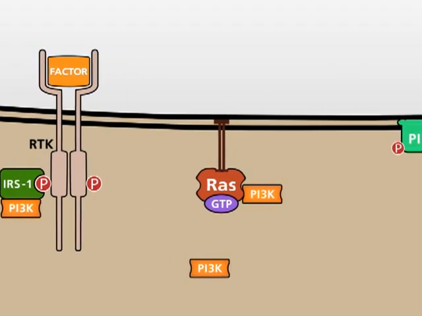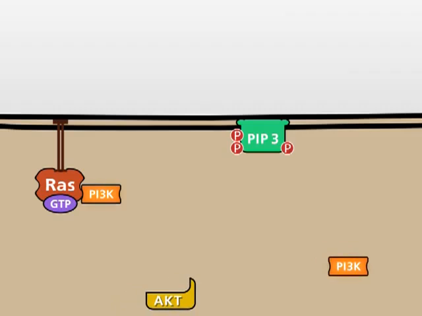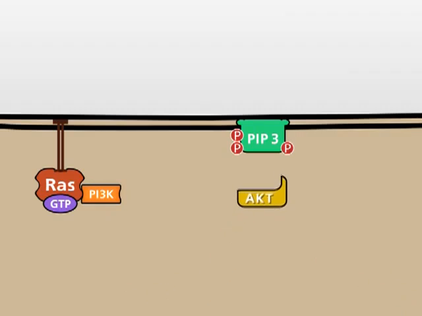The active PI3 kinase migrates to the inner side of the cell membrane and binds to phosphatidylinositol 4,5 bisphosphate or PIP2, which is a regular component of the membrane and is anchored by its 2 fatty acids in the lipid layer of the membrane. PI3 kinase is able to phosphorylate PIP2 to PIP3. PIP3 can activate the kinase AKT, which is also called protein kinase B and was named after its homologous protein in the retrovirus AKT8.